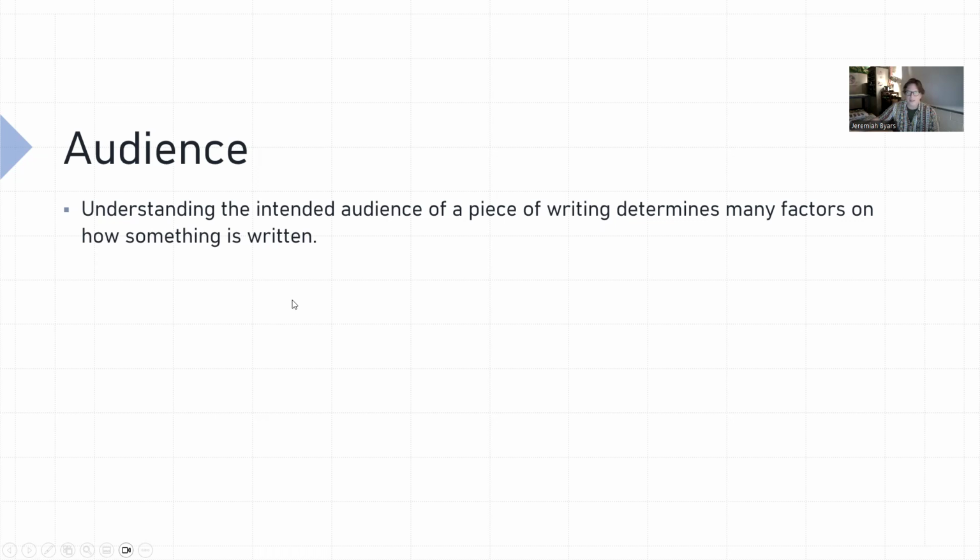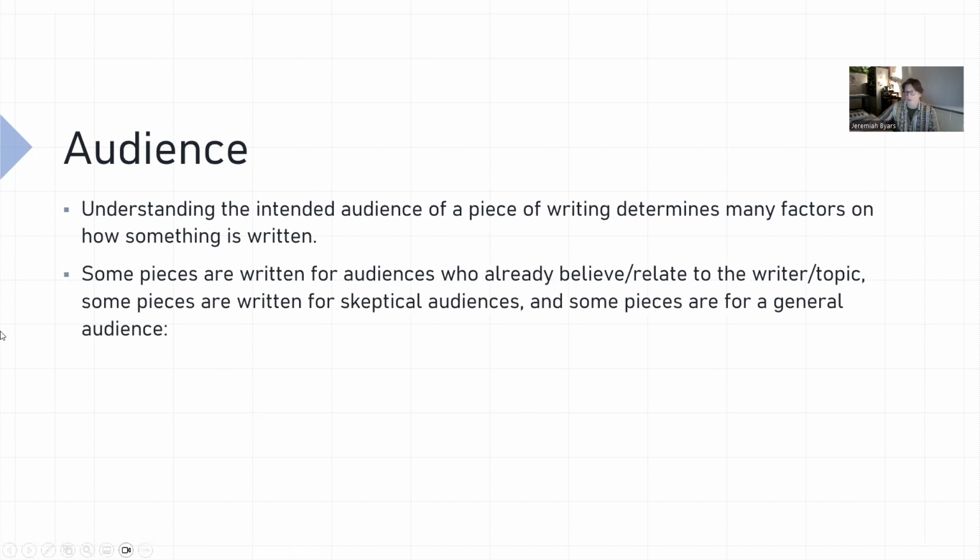And I think when we're younger, we talk to our parents differently than we speak to our friends. I guess we still do that. Some pieces are written for audiences who already believe or relate to the writer or the topic. And some pieces are written for skeptical audiences. And some pieces are for a general audience. So there's this book called All the Rage. And it's a book written about the presumed idea of equality in marriages.